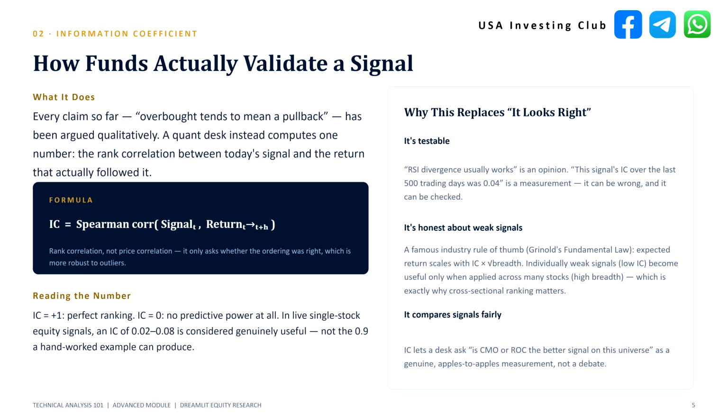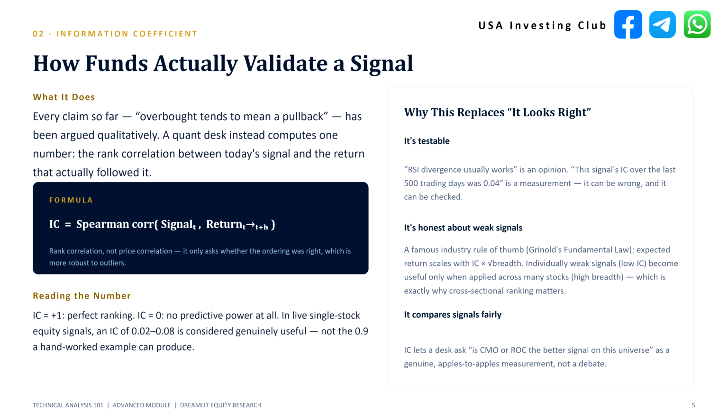How funds actually validate a signal. Every claim so far this week, overbought tends to mean a pullback, has been argued qualitatively. A quant desk instead computes one number, the rank correlation between today's signal and the return that actually followed it. Here's the formula. IC equals the Spearman rank correlation between the signal at time t and the return from time t to t plus h.